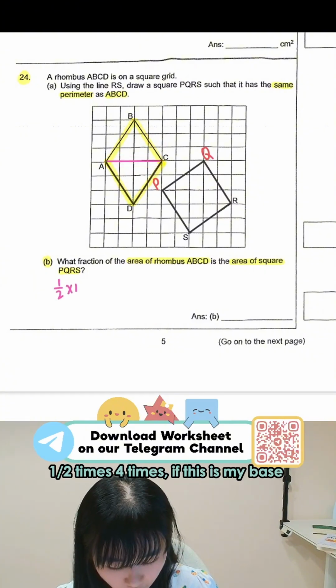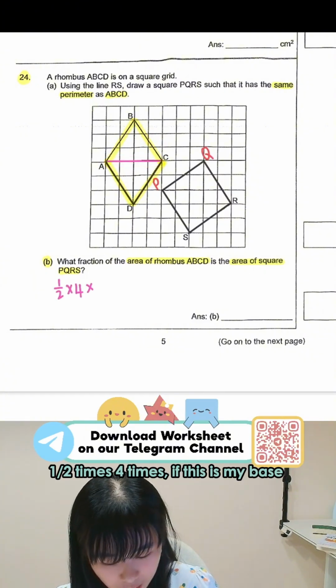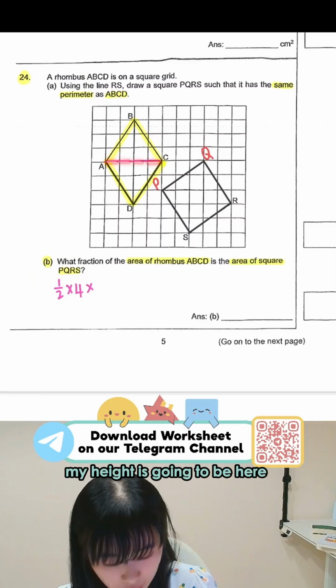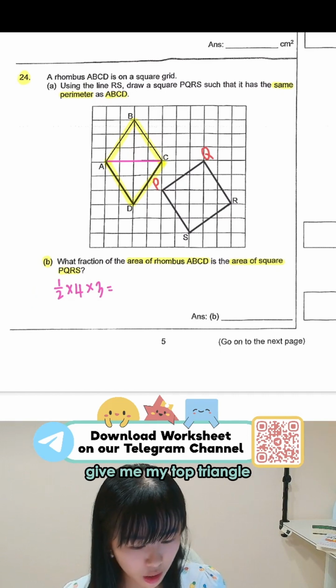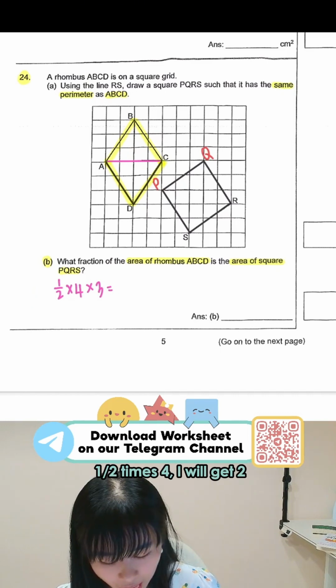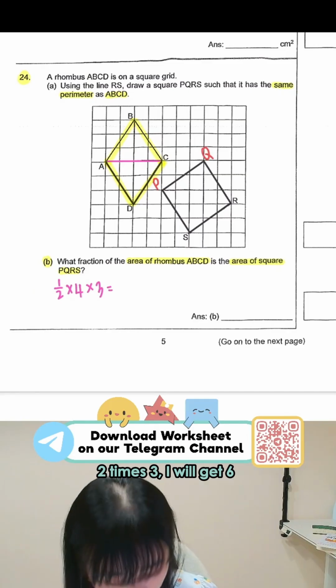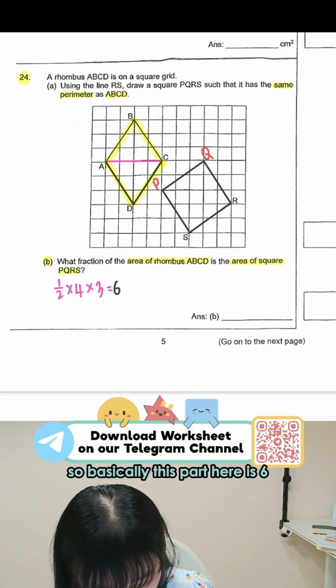Half times 4 times, if this is my base, 1, 2, 3, 4, my height is going to be here, 1, 2, 3, 90 degrees. So it's half times 4 times 3, give me my top triangle. Half times 4, right, I will get a 2. 2 times 3, I will get a 6. So basically, this part here is a 6.